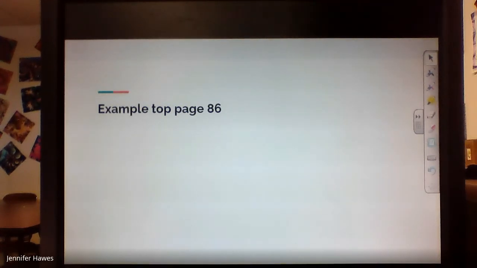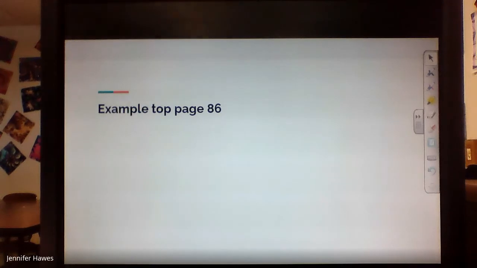Okay, now we're going to the top of page 86. Is it 86? It's 86. Okay, so I'll write the numbers here. We're just going to go through finding. Did you grab a calculator? Okay, maybe grab top of page 86. Why can't I know my numbers here?